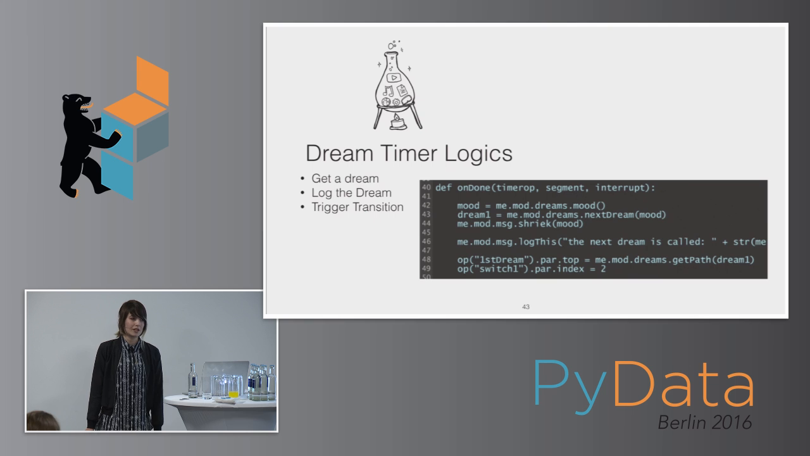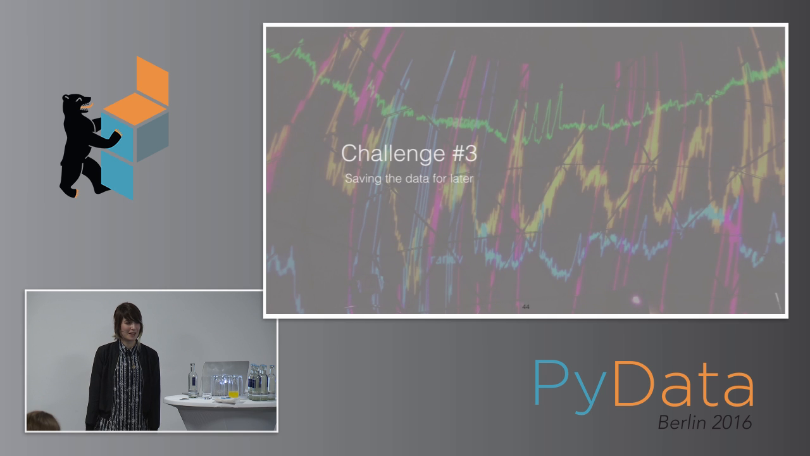Here's a snippet from one of the timers. When the timer is done, it will execute the next dream and trigger the crossfade. There's also a function called shriek, and shriek is a special function close to my heart. This leads to the third challenge.